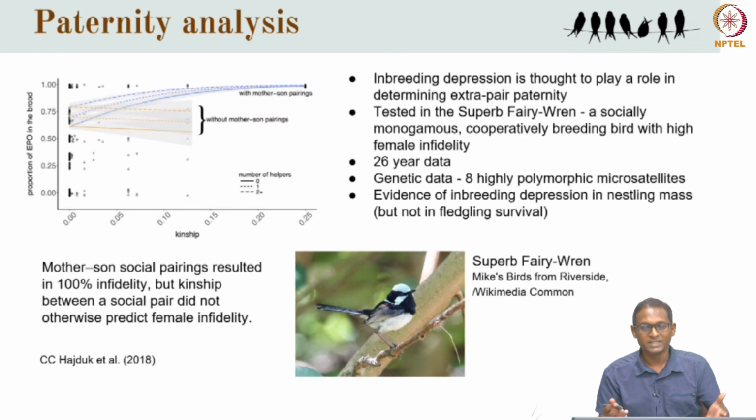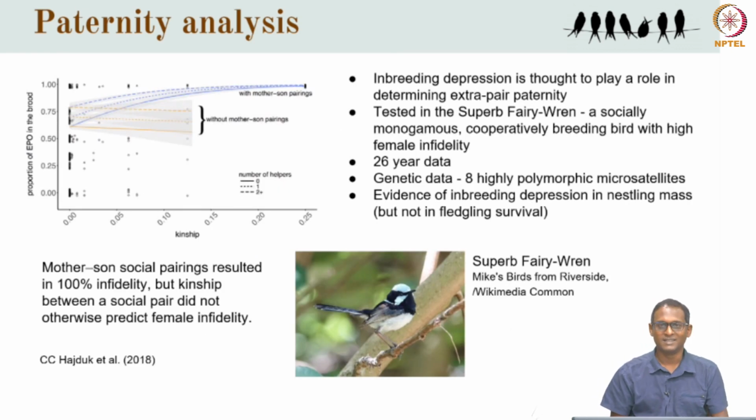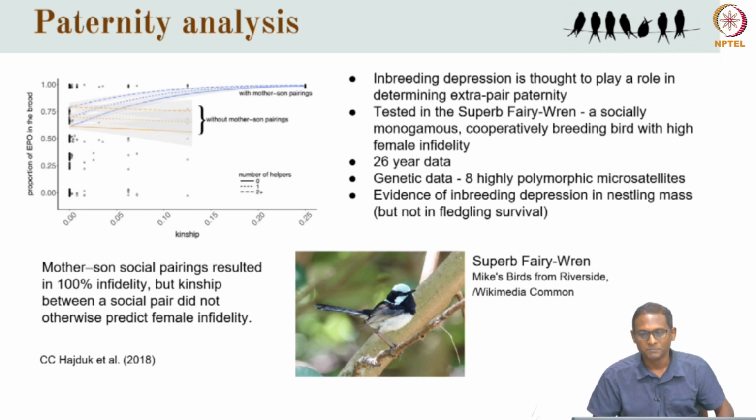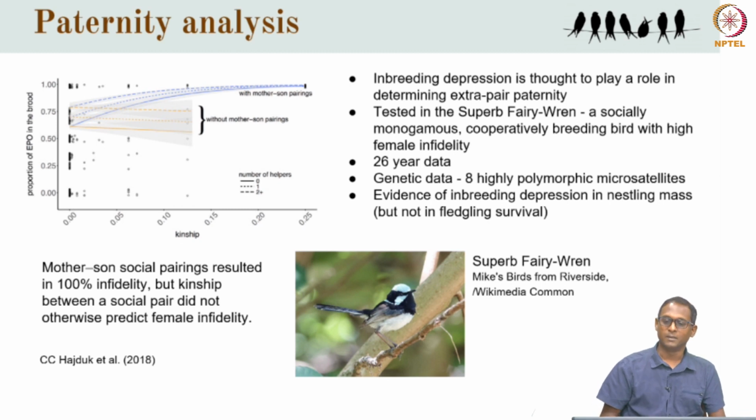And I don't want to leave you with a dry kind of slide. Here's an example of a bird, the superb fairy wren, and this is a really fascinating example. These birds are known to be socially monogamous, which means that if you were just observing individuals, you would find them together. That's social monogamy. But they are thought to have high female infidelity.